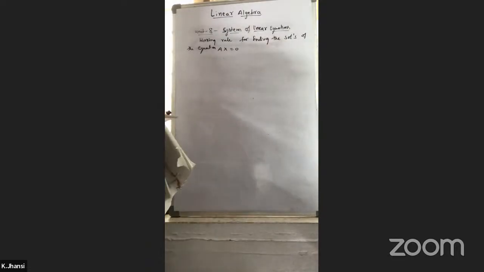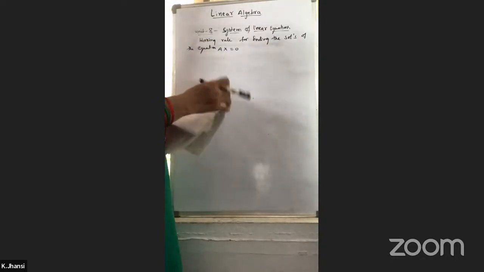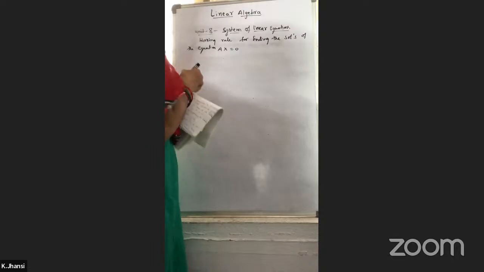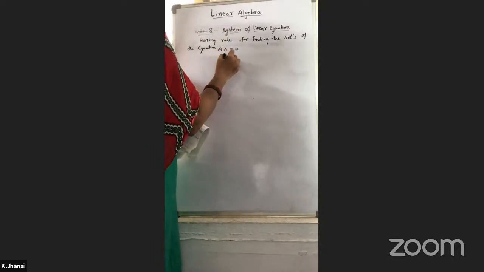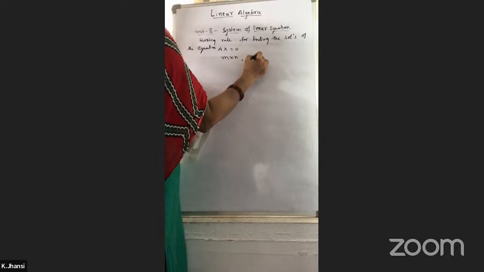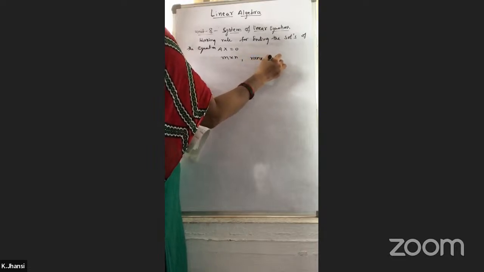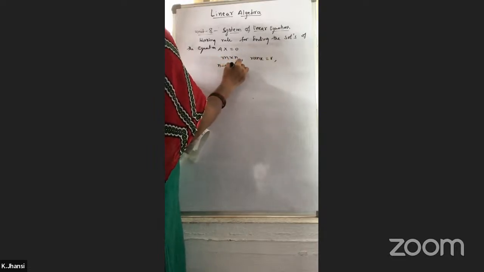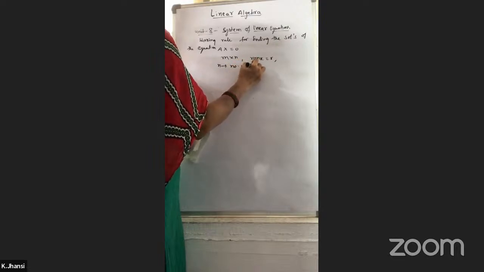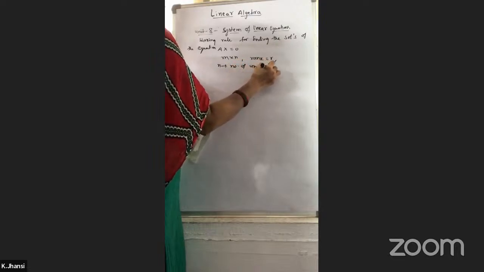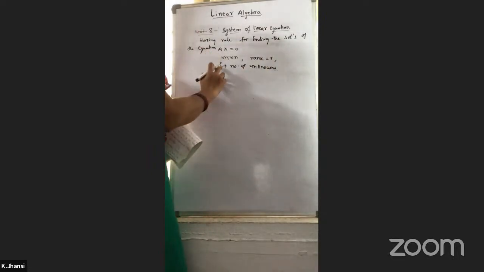So, the working rule for finding the solutions of the equation Ax equals 0. The matrix will be of the form m cross n, that is, the order will be m rows and n columns. Here the rank we represent as small r, and n is equal to the number of unknowns. With the help of this r and n, we have the relation.